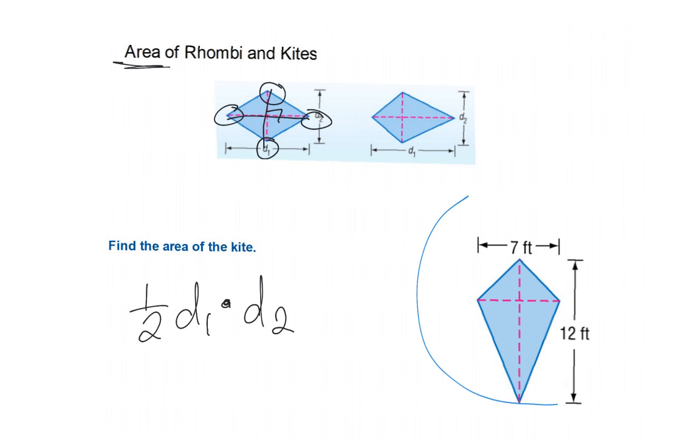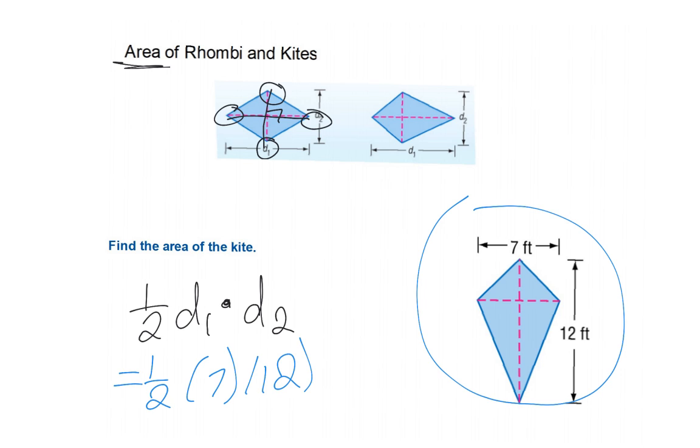Looking at this kite, I know my two diagonals are 7 and 12, and so I just fill it in. Make sure you multiply these. In a trapezoid, we add our two bases, but in a kite, we multiply our two diagonals. That gives us an area of 42 square feet.